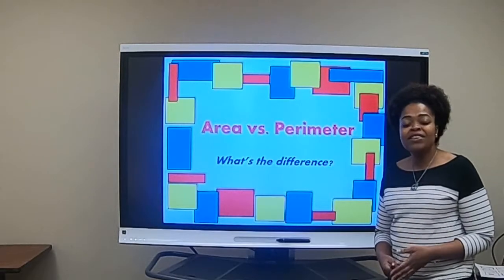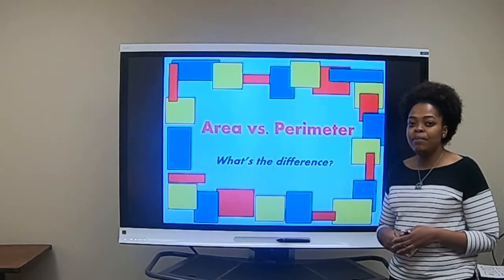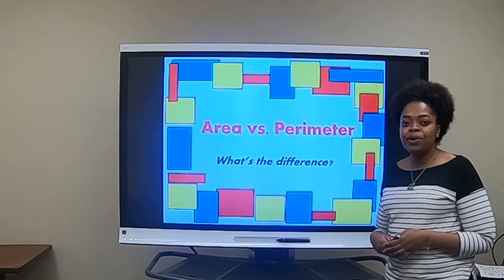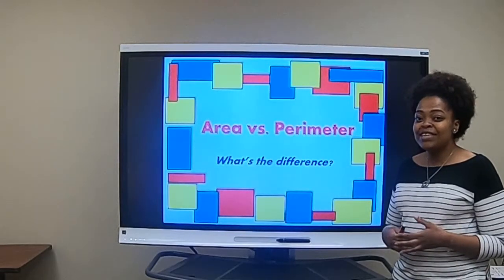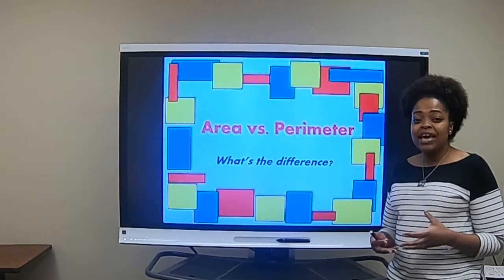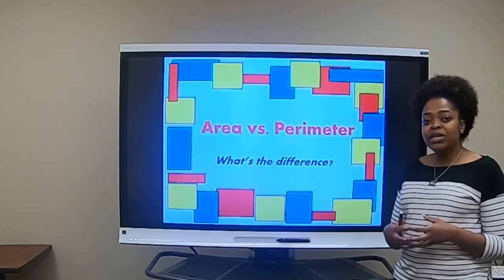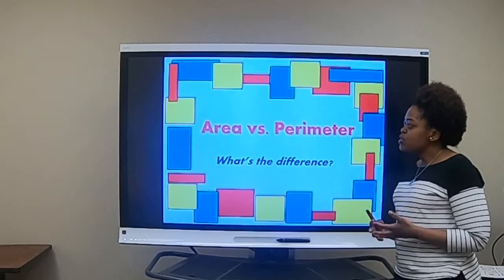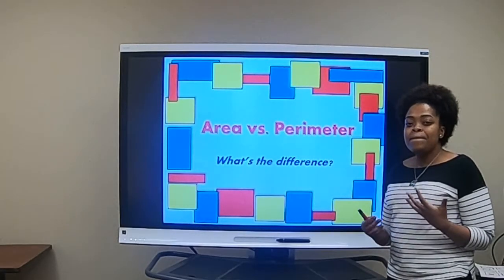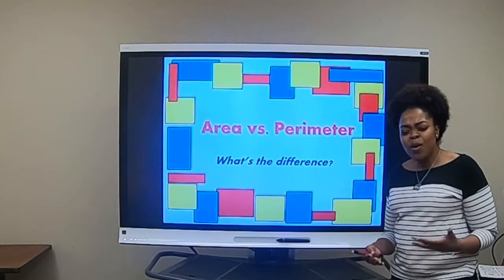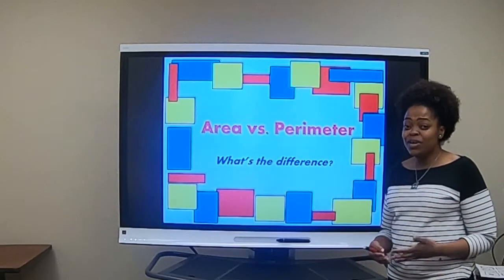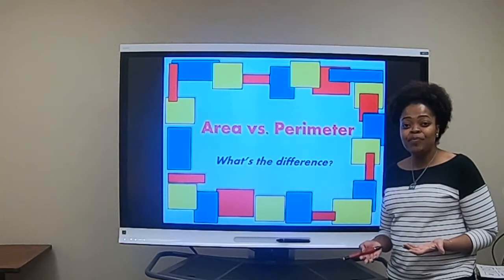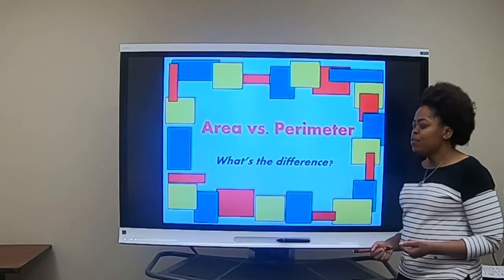And as you know, this week we've been talking about area and perimeter. For today's lesson, we're going to be looking at both of them and looking at the relationship between area and perimeter. First, we're going to start out by asking ourselves, what is the difference between area and perimeter? What are area and perimeter?